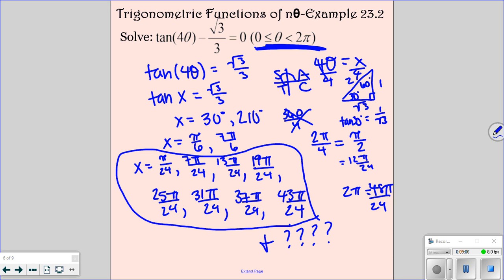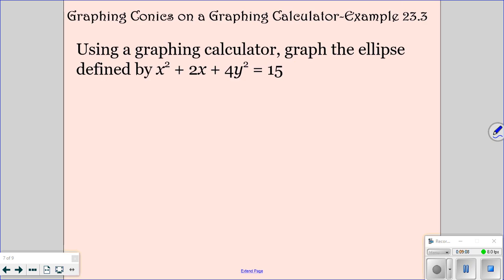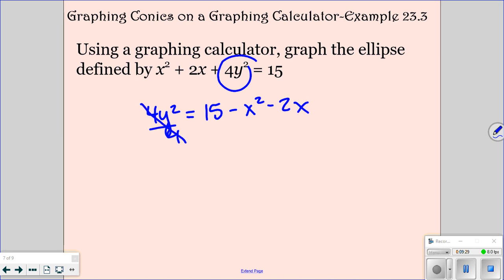Okay, so we're going to look now at graphing this ellipse on the graphing calculator. So we have to solve this equation for y. So we only have one y term, and it's right here. So we're going to move everything else to the other side. So we're going to have 15 minus x squared minus 2x. Divide by 4. And since none of these are evenly divisible by 4, I'm just going to leave it as one term.